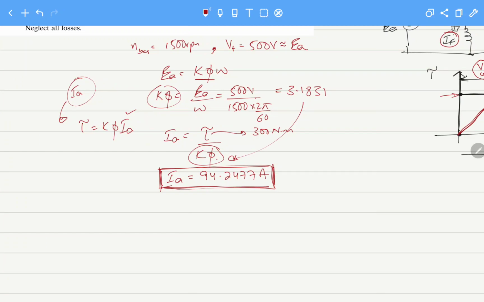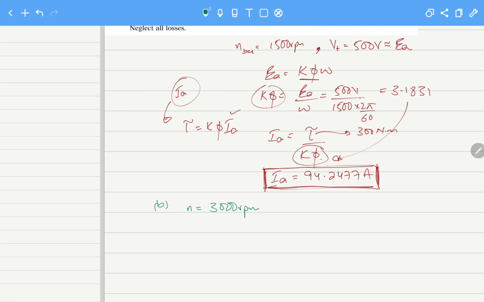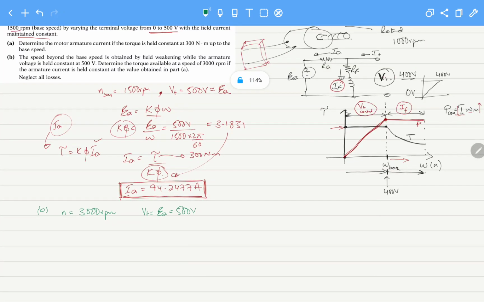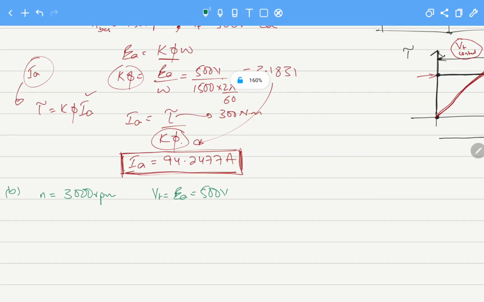So for part B, if we change the color of the pen, and look at our question, N is equal to 3000 rpm, and again Vt, that is EA, is approximately 500 volts. Now they ask for the torque available. Again we need to calculate the torque. We know that it is K phi IA. So IA we know remained constant, but this K phi factor will not be the same. So how can we calculate this new factor?